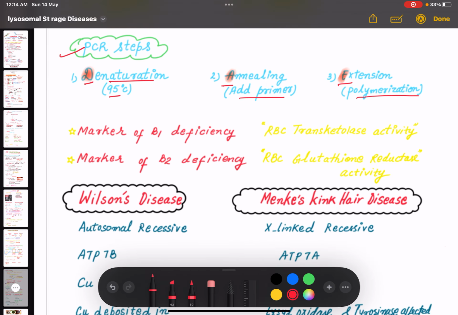See guys, what is the marker of B1 deficiency, thiamine deficiency? That is known as RBC transketolase activity. We have to check RBC transketolase activity because this enzyme needs vitamin B1. And what is the marker of B2 deficiency? That is RBC glutathione reductase activity.